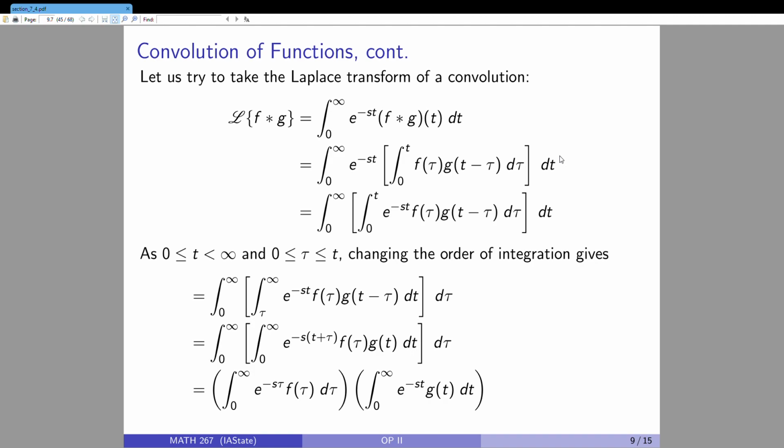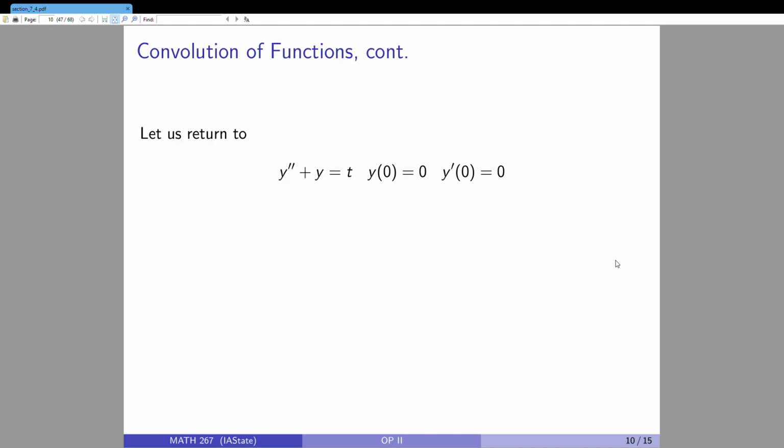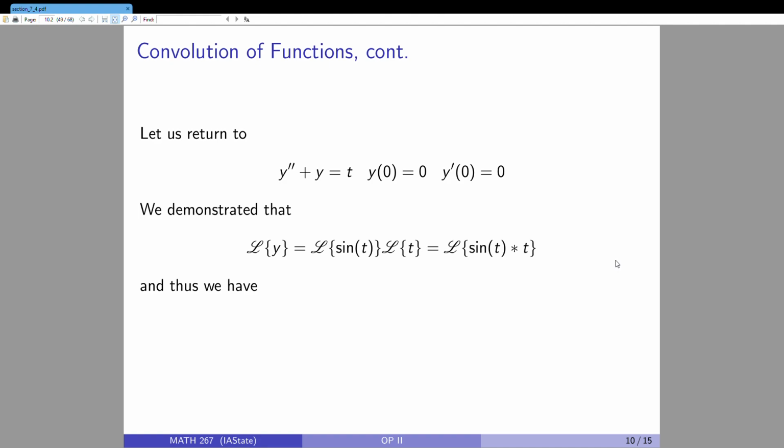Anyway, so the integrals are now decoupled, and hey, the tau is just a placeholder, a dummy variable. T is a dummy variable, it's just a placeholder, because those are really just the Laplace transform of f times the Laplace transform of g. So boom, here we go. The Laplace transform of a convolution is the product of the Laplace transforms. So now, going back to this differential equation, that's the same thing as figuring out the Laplace transform of y equaling the Laplace transform of sine of t times the Laplace transform of t, and as we just proved, that's the Laplace transform of sine of t convolved with t.